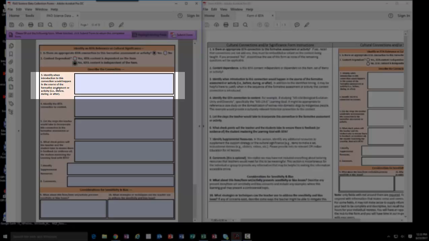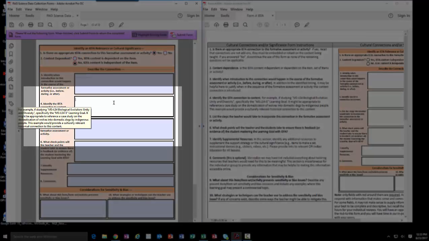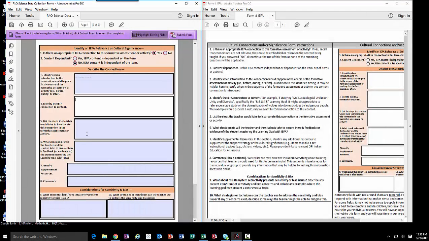So in 3, identify when the introduction would occur. And so let's say that we're bringing in supplemental information to really reinforce this concept. We would want to describe when that would happen. Would it happen before you introduce the information or after? Is this a readiness check? Is it a post, or is it working congruently? So you would want to describe the steps there. Then identify the IFA connection to the content. So be really explicit here on how this cultural connection or significance is directly tied to the content being taught.